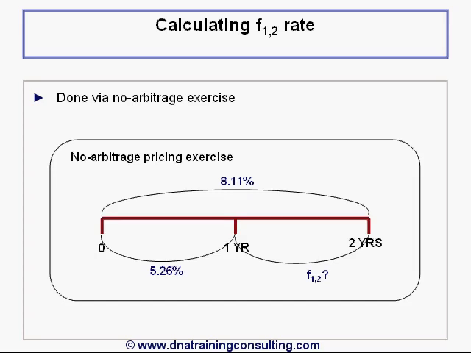be that single rate that would make $1 invested first at the 1 year zero coupon rate of 5.26% and then reinvested along with its earnings from the first year at the forward rate F1,2, yield by the end of the 2 years exactly the same amount as if that dollar had been invested at the 11.811% 2 year zero coupon rate appearing in the top half of the diagram.